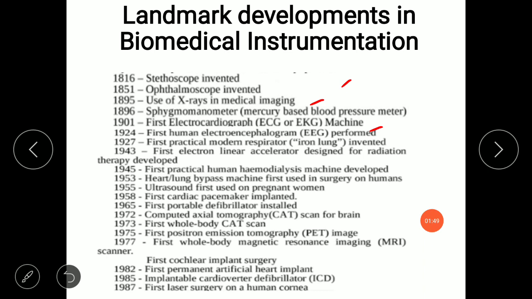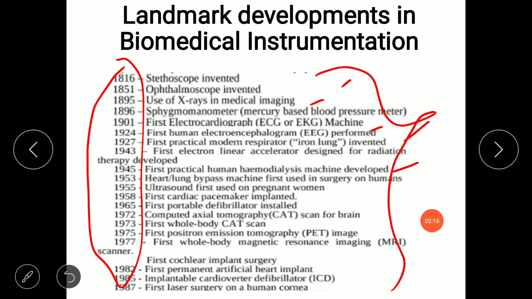Then in 1927, the first practical modern respirator was invented. Then in 1943, the first electron linear accelerator designed for radiation therapy was developed. In 1945, the first practical human hemodialysis machine was developed. In this way, these are the years given, and along with the years, the landmark developments in biomedical instrumentation are mentioned.